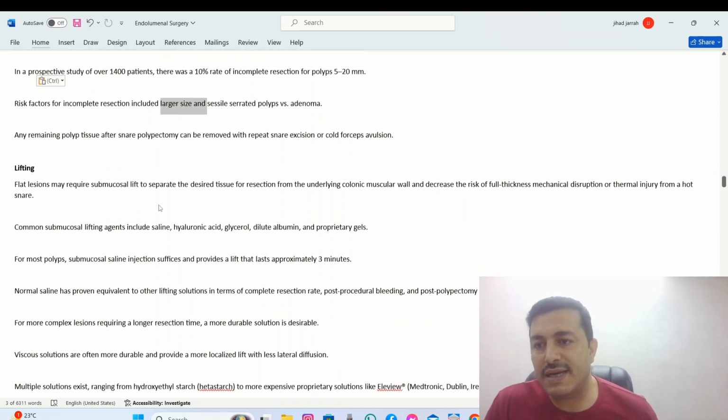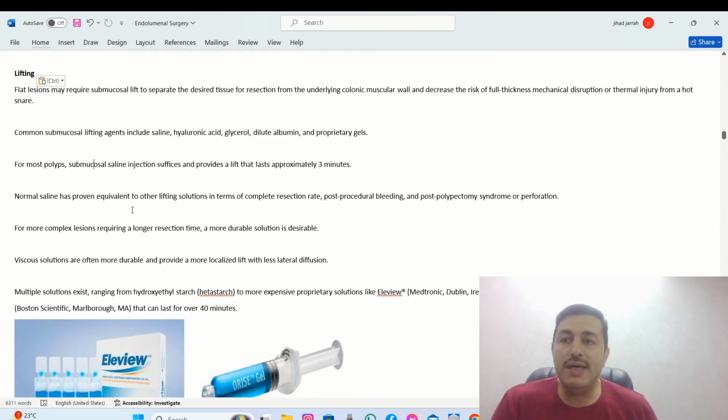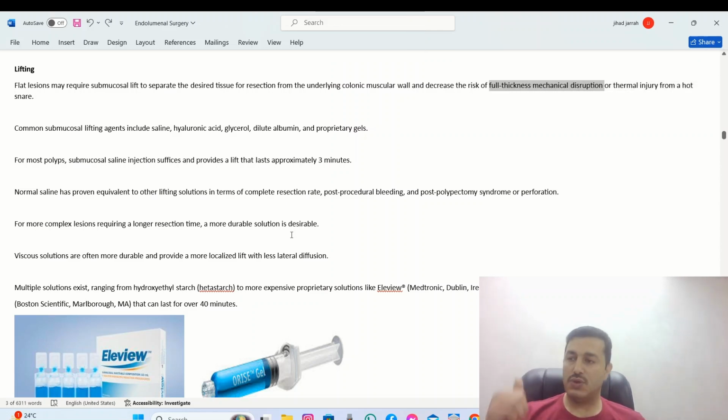We talked about lifting, and we said when we use a hot snare or any kind of cauterization, some lifting is required. One of the indications for lifting is when we use hot snare in order to avoid thermal damage. Another indication is that the lesion itself is flat, so we need some kind of elevation in order not to cause injury to the muscle of the colon, to avoid full thickness mechanical disruption. So flat lesions, hot snares.